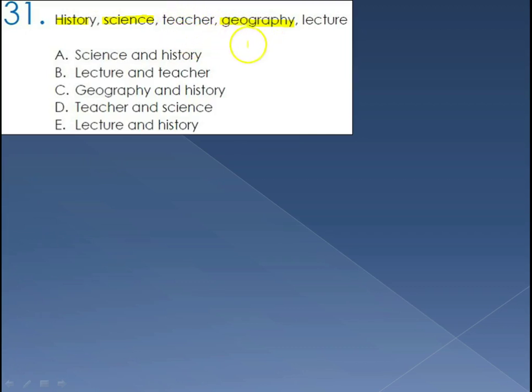Now they're all linked again, like a teacher teaches history, science, and geography, or the lecturer also teaches those subjects. However, in this lineup, you have to try to put them into a category. I can put these 3 into a category as subjects, and the other 2 into a category by themselves. So these 2 have to be the odd ones out. So it has to be B, lecturer and teacher.